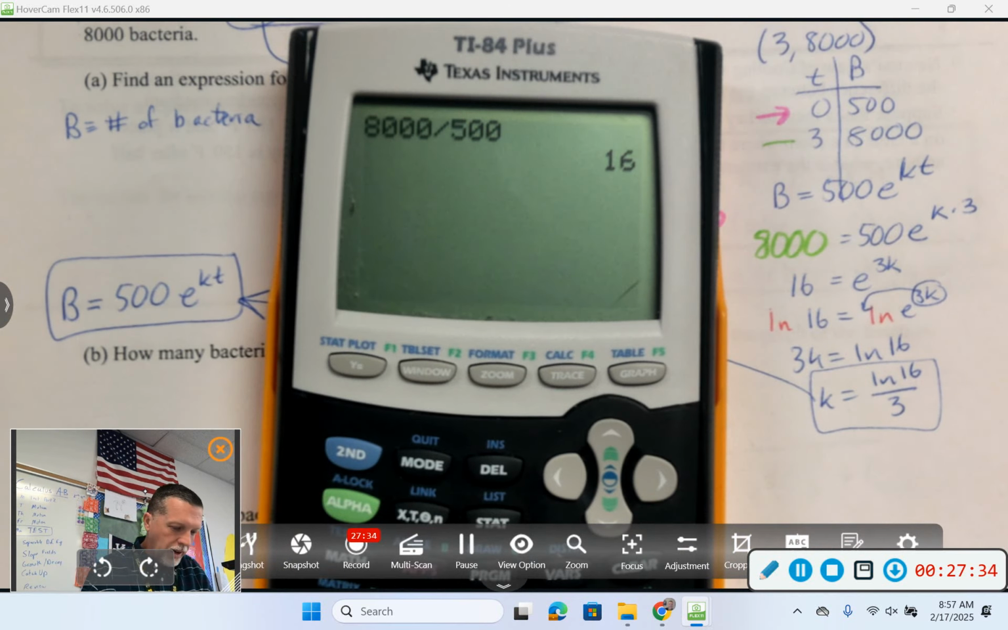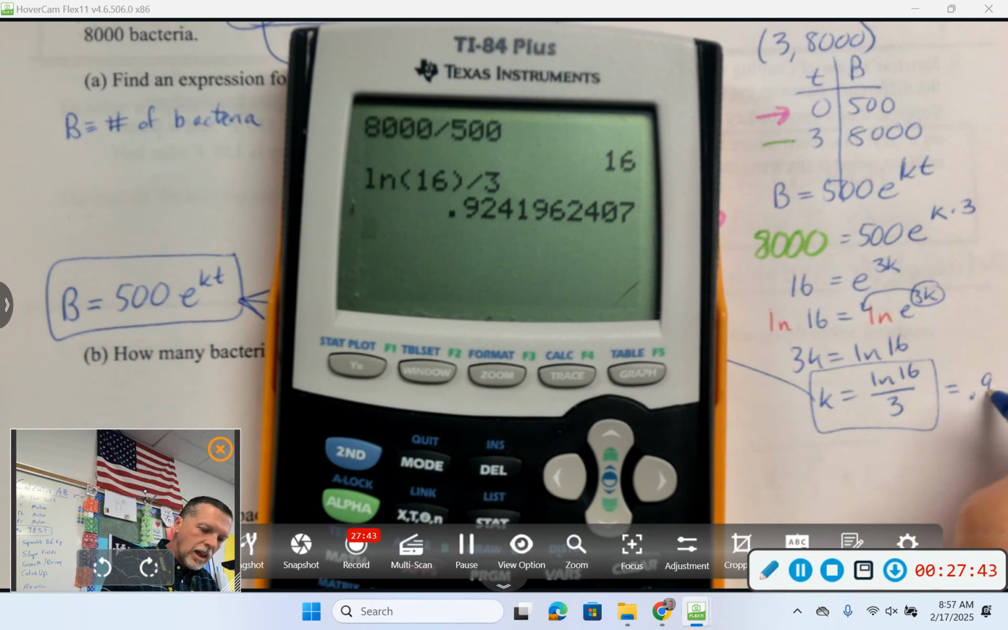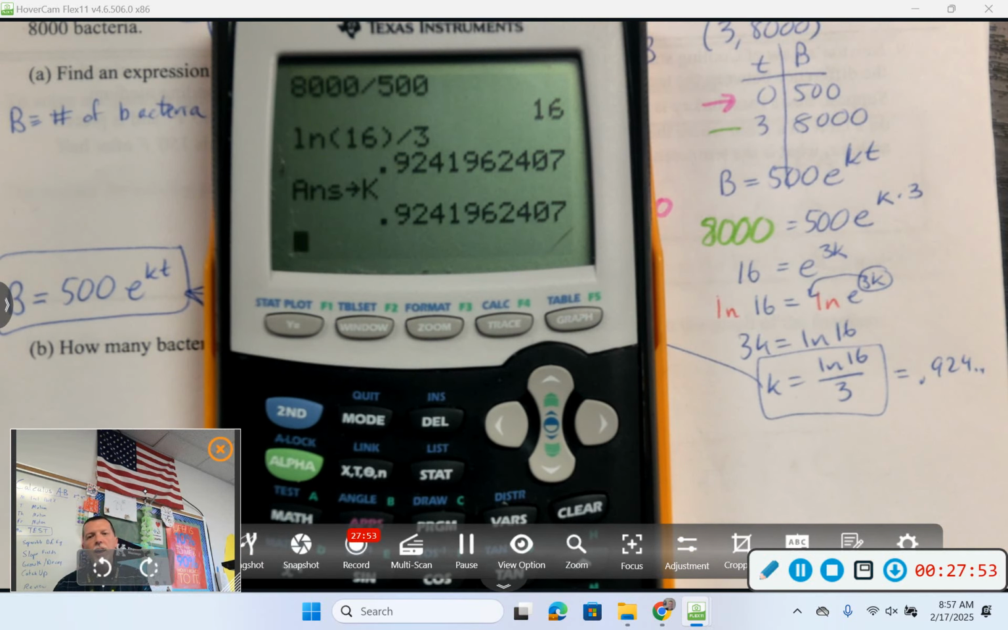Now, we might need to know what K is in a little bit, so I'm going to find natural log of 16 divided by 3. And I'm going to store it in my calculator as K. So store as K. And now, when I need it, I can just press K. I don't have to type in natural log 16 over 3 or type in 0.92419624007 over and over again.